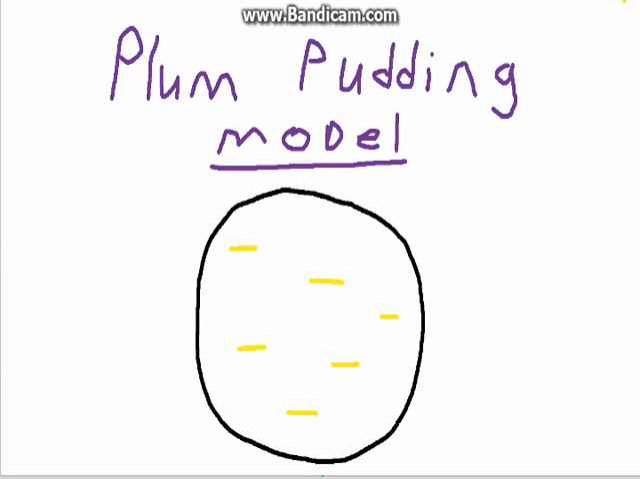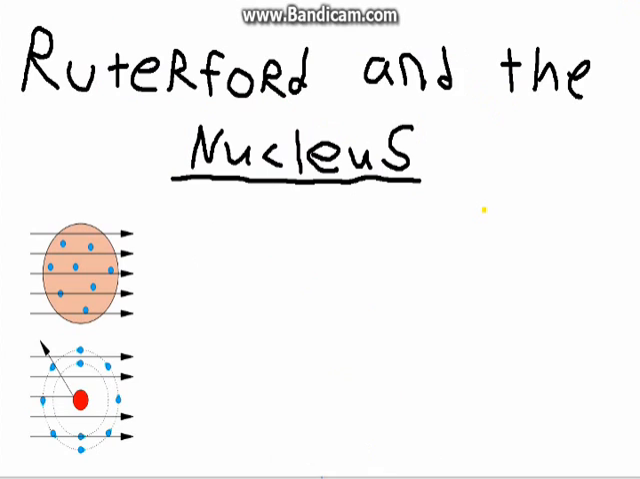J.J. Thomson's plum pudding atomic model proposed that negatively charged electrons were distributed throughout a uniform positive charge.